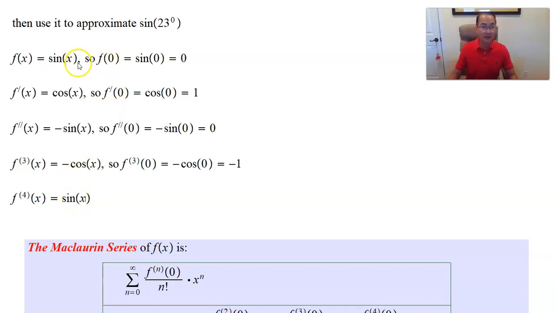Okay, so therefore, the fourth derivative evaluated at 0 is going to be 0. And of course, once we get there, the pattern repeats itself. This will be the value of the fifth derivative, the sixth derivative, the seventh derivative, and so on. So as a matter of fact, why don't we do that?